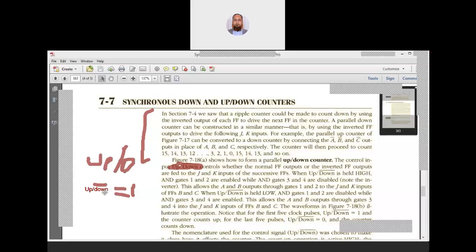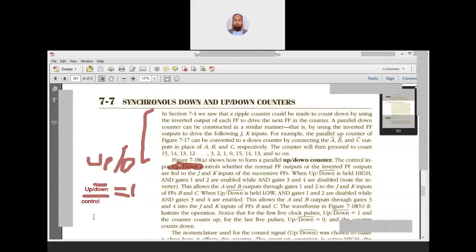What is the meaning of this line? This is a single input, there are not two inputs. This is the control input, and it controls our circuit. Whether we want to count up or count down depends on this value. The input name is up slash down bar counter. When it is 1, up is high, so it will count as an up counter.